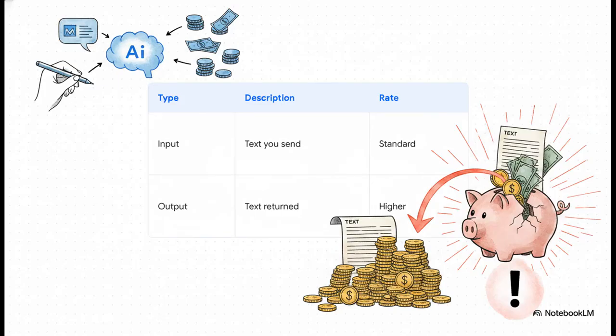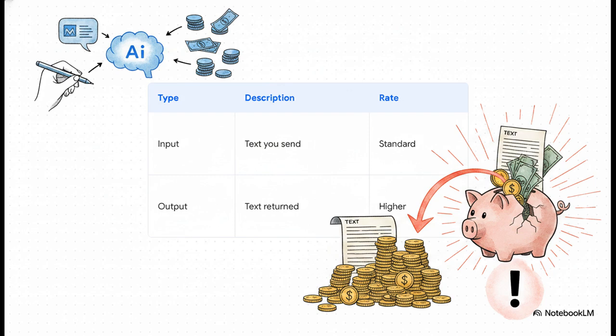Now, what's really interesting here is the surprising financial imbalance in how AI actually bills us. It is definitely not a one-to-one ratio. Let's break this down. First, we have input tokens. That's the text you send, your prompts, your pasted documents, and the whole conversation history. Those are billed at a standard base rate. But then you have output tokens, the text the model actually returns to you, and those are billed at a significantly higher rate. What does this mean for you?